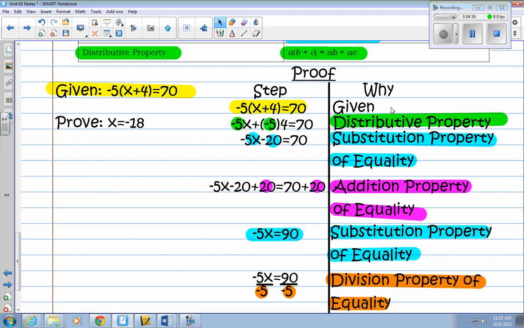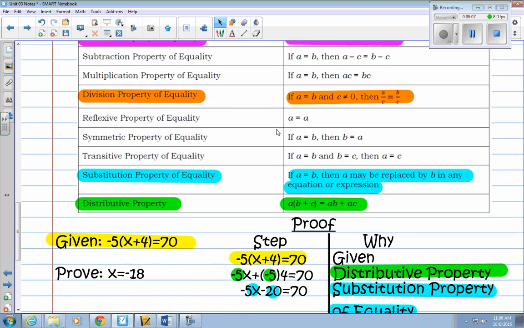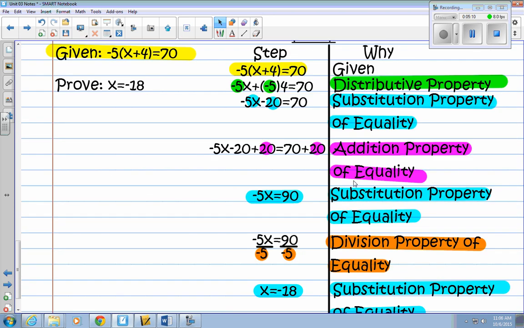Whenever we prove something, we need to say why. Just like in English, when you say something, you need to say why you say that. So in this case, the first step we're going to do is distribute that -5. We call that, the why would be the distributive property. We replace or substitute it with what we get after we distribute, or negative 5x minus 20. So do you see how we're going to use the properties up here to justify, or tell why, we're allowed to solve the equation the way we are?